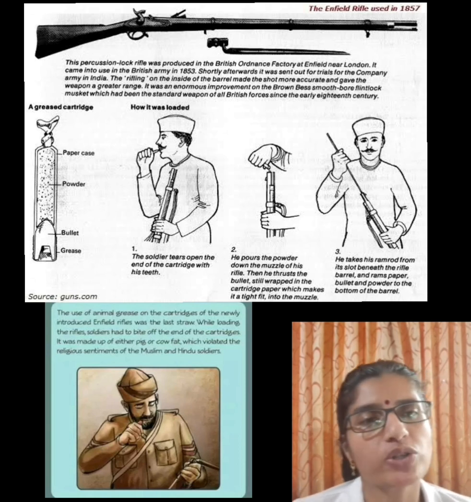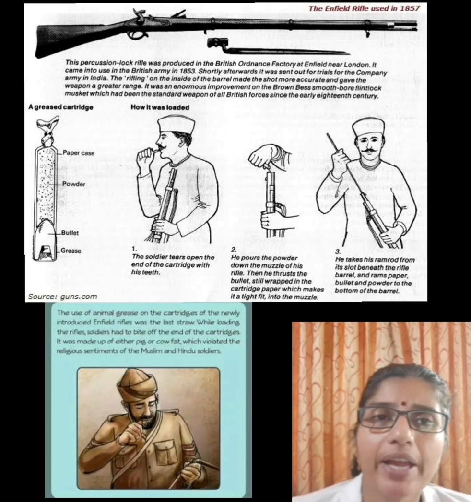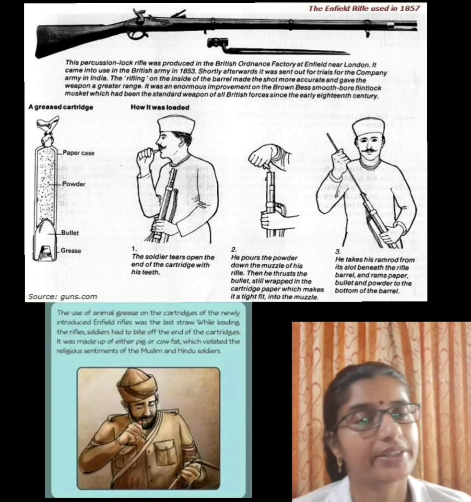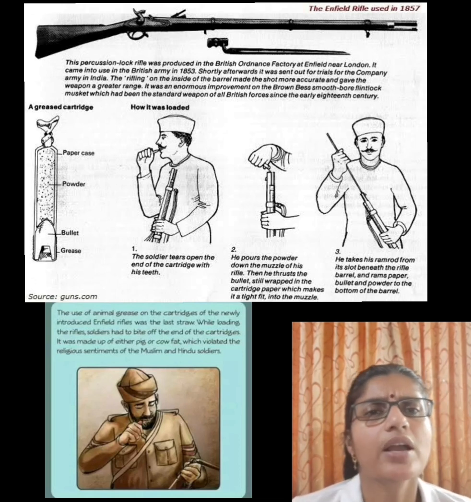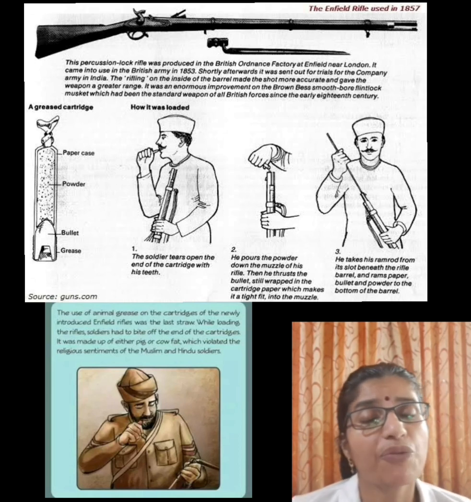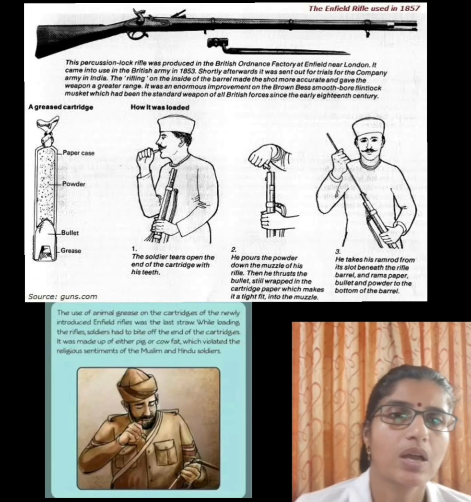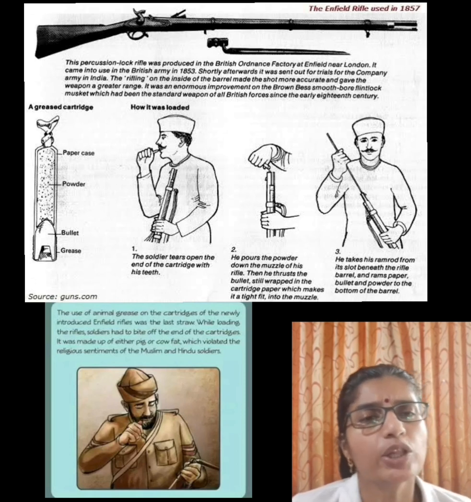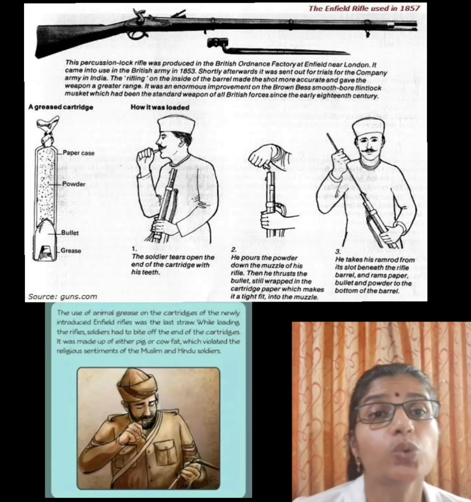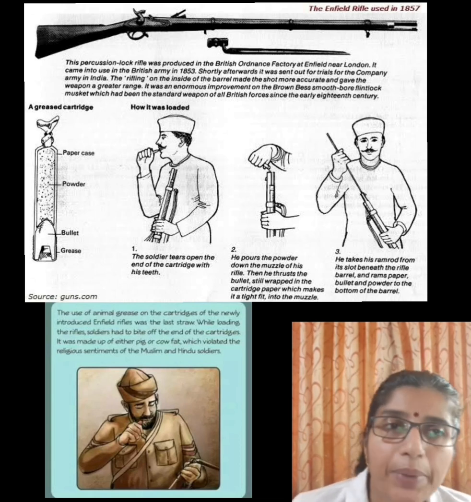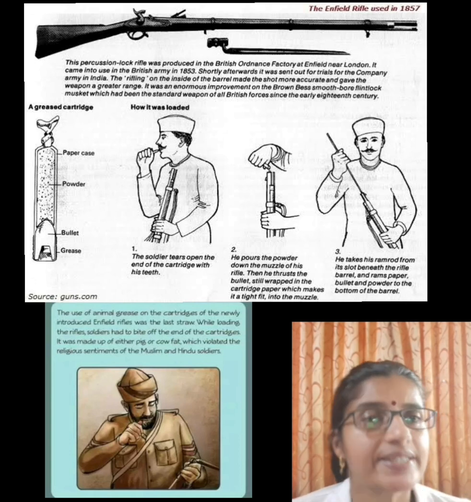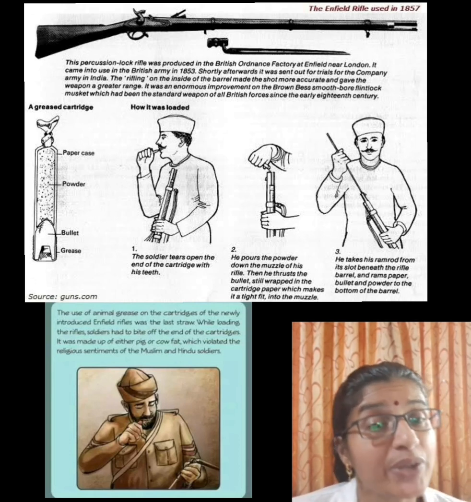The immediate cause of the revolt was the introduction of the new Enfield rifles and the greased cartridges. It was said that the cartridges of this rifle were coated with the fat of pigs and cows. So, both the Hindu and Muslim soldiers were reluctant to use this rifle because in loading the rifle, the sepoy, before inserting the cartridge, had to bite off its top.